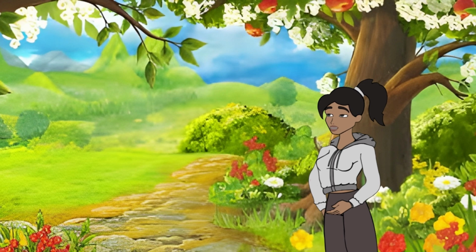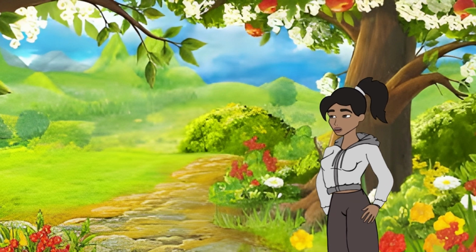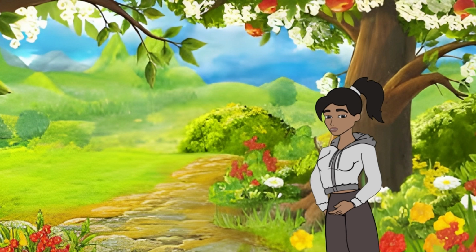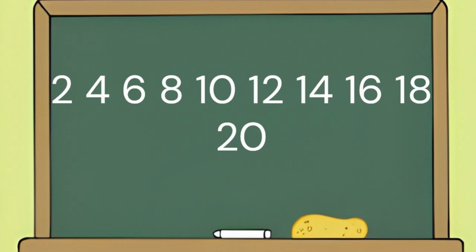Now, let's change things up a bit. What if we counted in groups? Instead of counting each number one by one, we'll group them. This helps us count faster and make sense of larger numbers. Let's start by counting by twos. 2, 4, 6, 8, 10, 12, 14, 16, 18, 20.